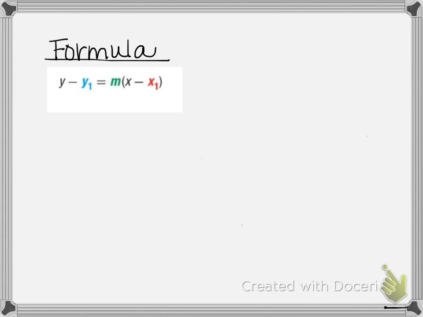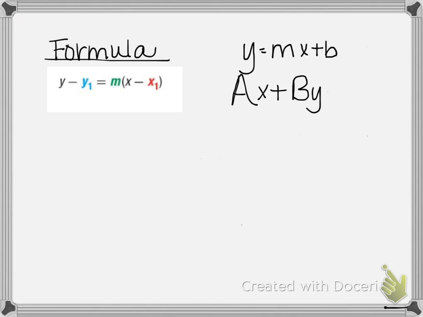Now, we use this formula to move back and forth between slope-intercept form, which is y equals mx plus b, and standard form, which is ax plus by equals c. So we can move between all of these three formulas because they're all just different forms of each other.